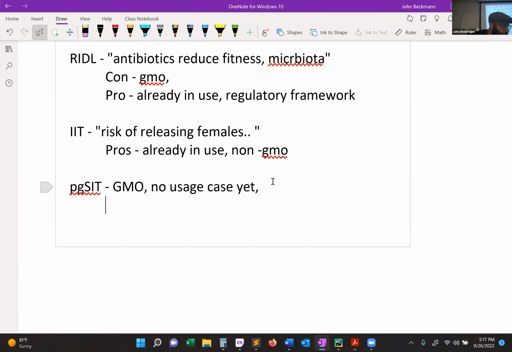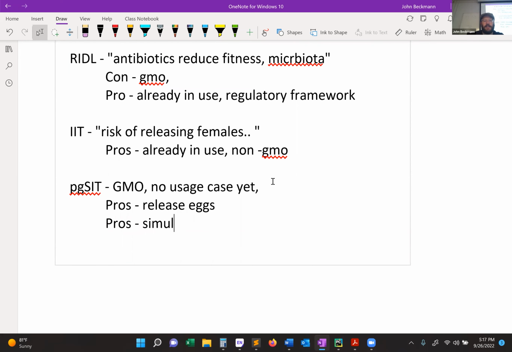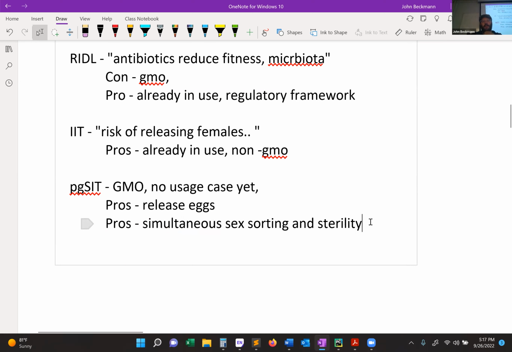Let's see. I do think that the pgSIT, okay, so let's list their pros. Their pros are you can release the eggs. That's a good one. The pros are that you can do simultaneous sex sorting and sterility. And I think that's a big deal, the fact that you could do this. There's one final con to this, which we talked about last time. Do you remember what it was?